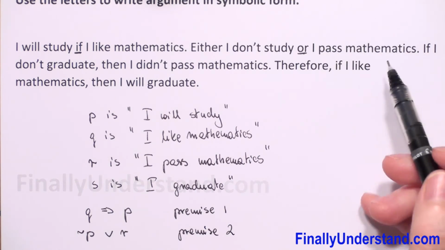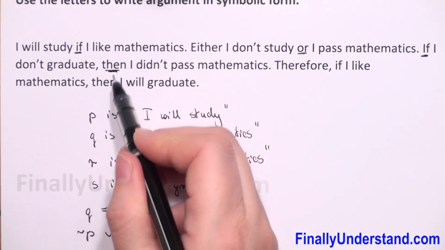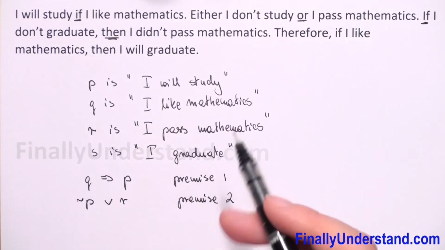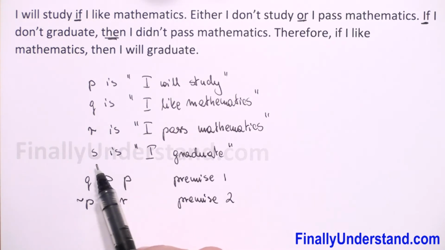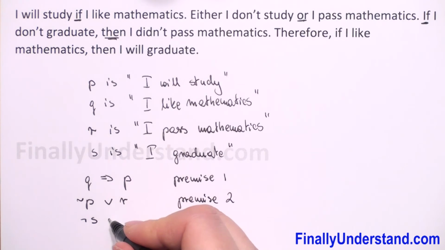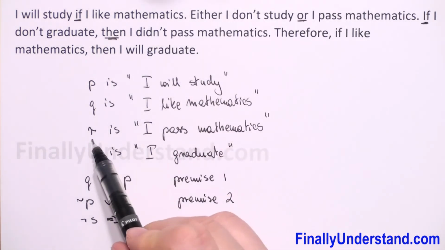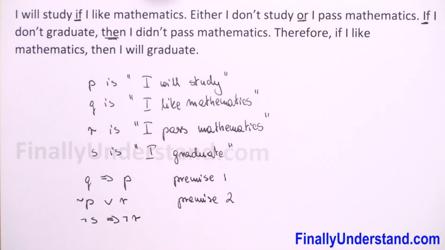Next, we have if again: if I don't graduate, then I didn't pass mathematics. So this is a conditional statement. We have I don't graduate. I graduate is our S, so this is the negation of S. Then we have the implies symbol. I didn't pass mathematics. I pass mathematics is our R, so we have the negation of R. This is our third premise.